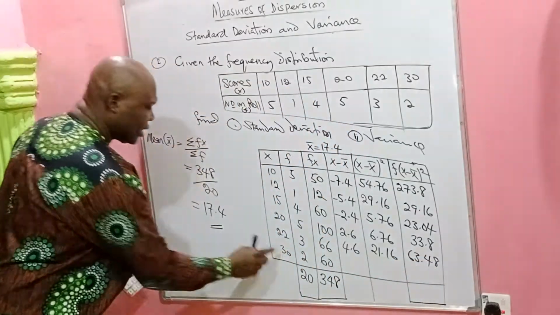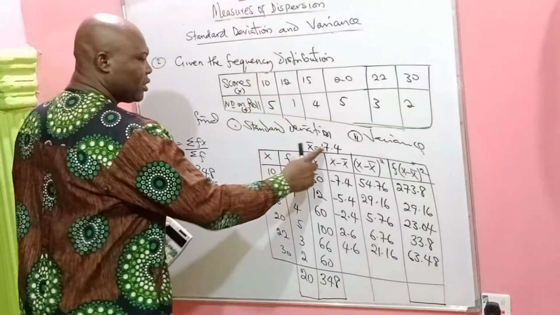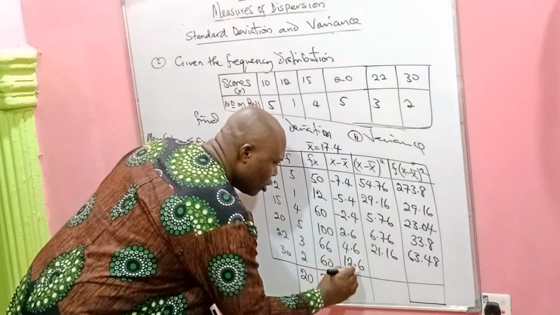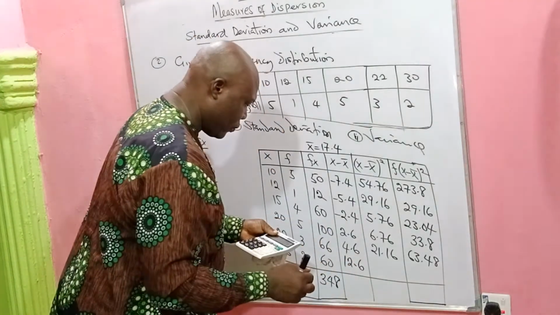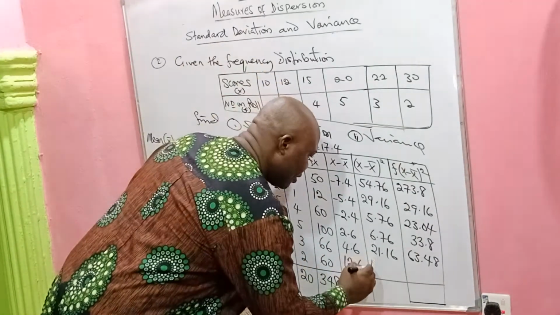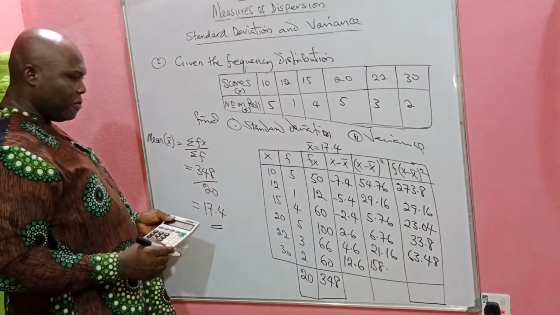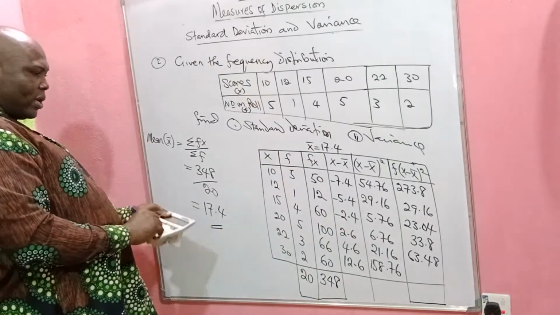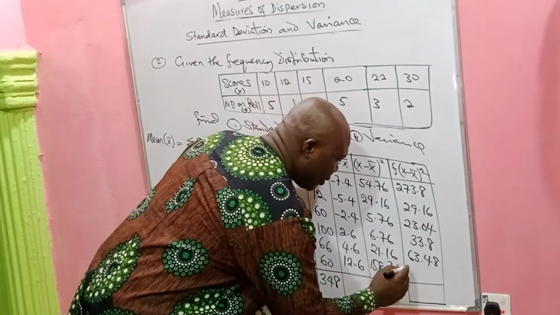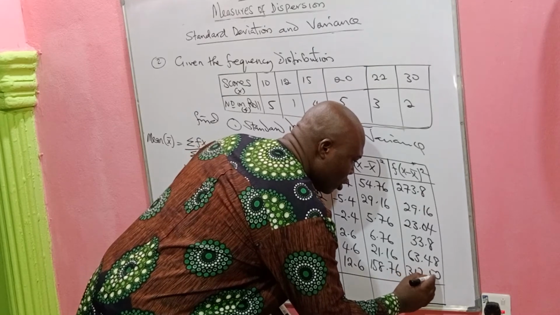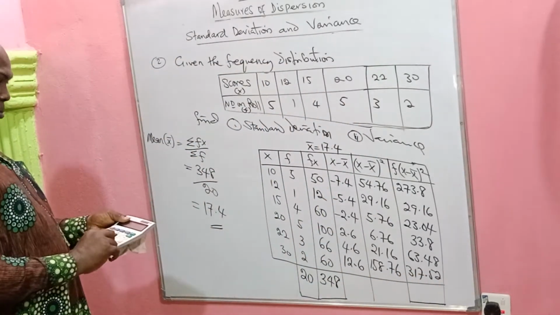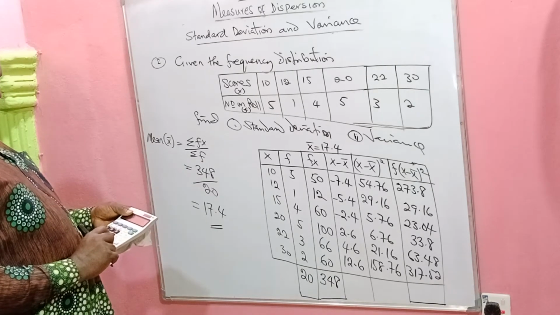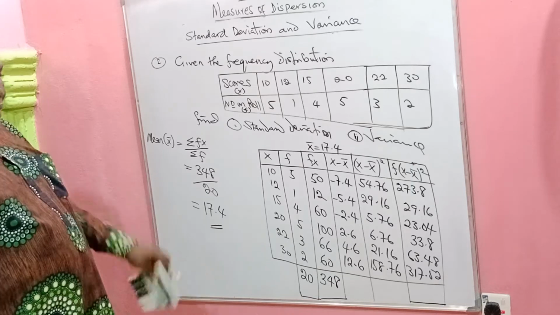And then finally we take 30 minus 17.4. You have 12.6. You square it, you have 158.76. And then multiply by frequency of 2, 317.52. Okay, let me verify that figure. So we have 30 minus 17.4. That gives you 12.6 squared, which is 158.76. Then times 2, you have 317.52.